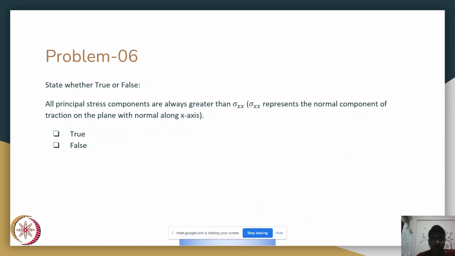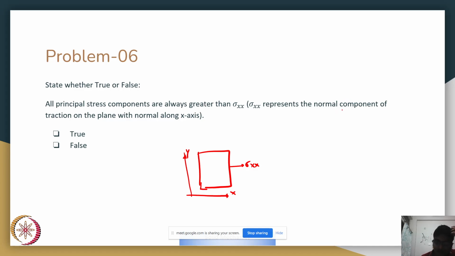Yes, sir. Okay. So the sixth problem is a simple true or false statement. All the principal components are always greater than sigma xx. Sigma xx represents the normal component of traction on the plane with normal along the x-axis. Sir, we cannot say that, no. Actually, we can, I think we can.